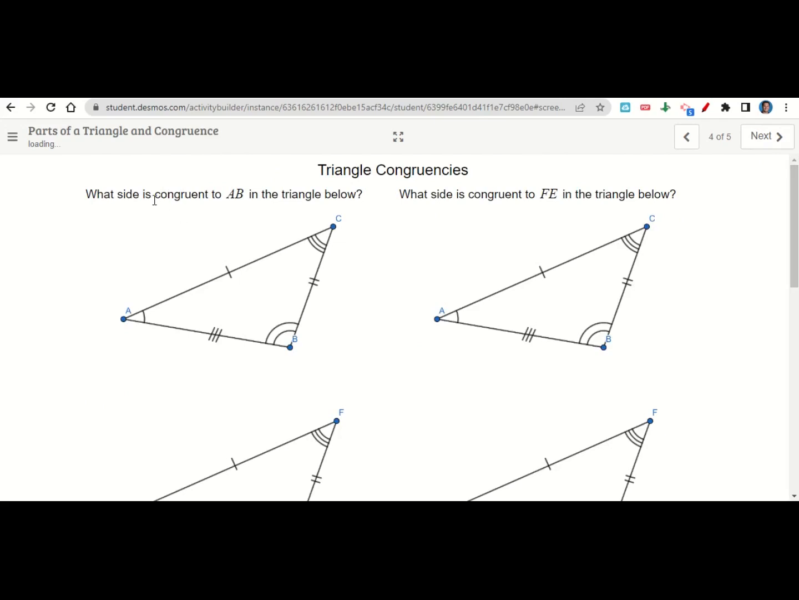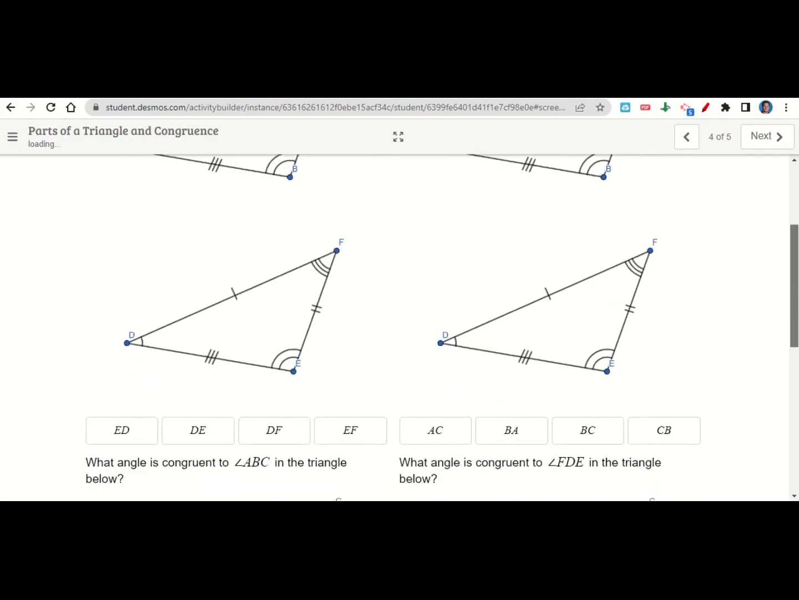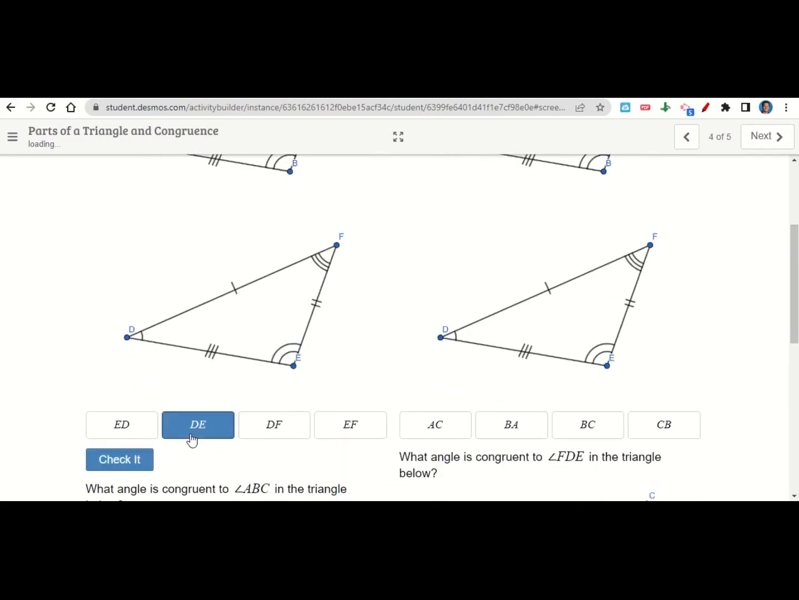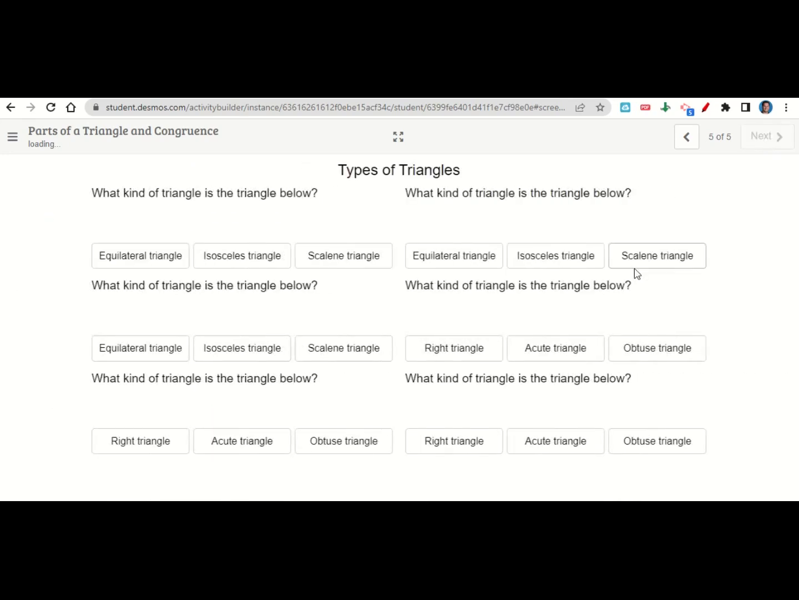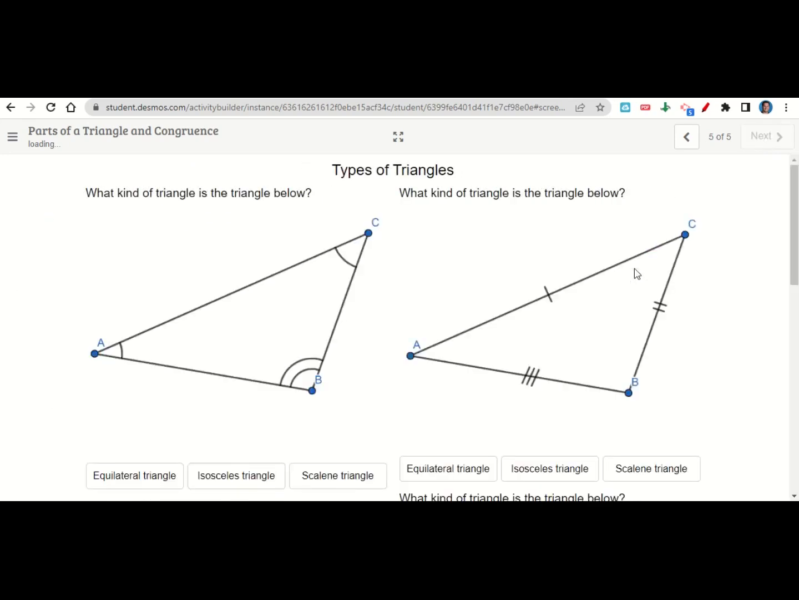Then here it says, what side is congruent to AB? So in this one, we can see that it's DE. So we go ahead and mark that as our answer, hit check it. It tells us we got it right. If we did it incorrectly, it'll say, please try again. So you'll answer each of these questions about congruency. Then you'll answer each of these on the types of triangles.